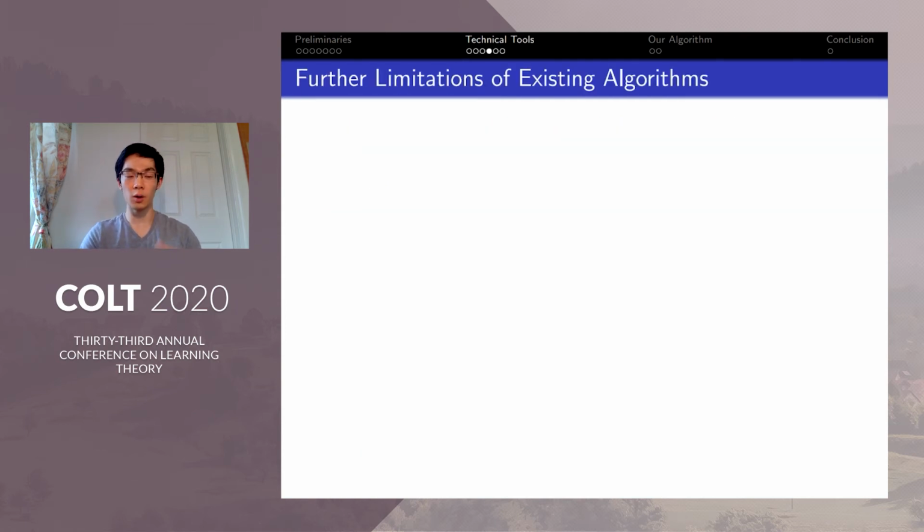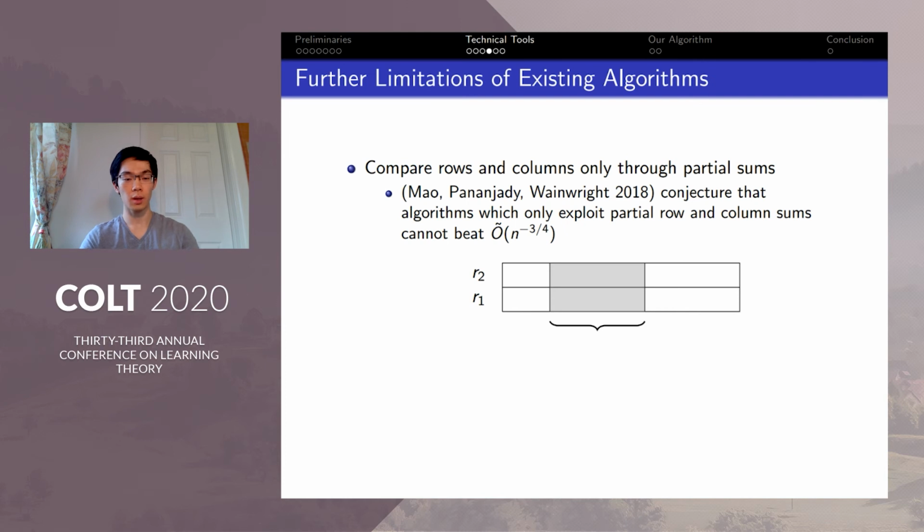There are a few further limitations to existing algorithms that make them get stuck at n to the negative 3/4. So first, the existing algorithms compare rows and columns through partial sums. For instance, the algorithm in Mao et al. compares two rows by looking at their sums over some contiguous interval. And they even conjecture in the same paper that all such algorithms cannot beat n to the negative 3/4.